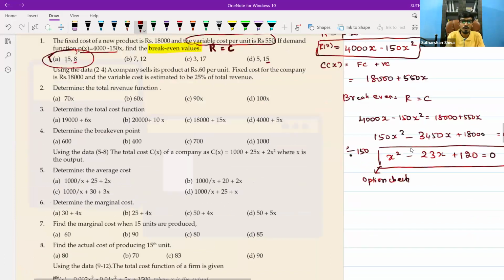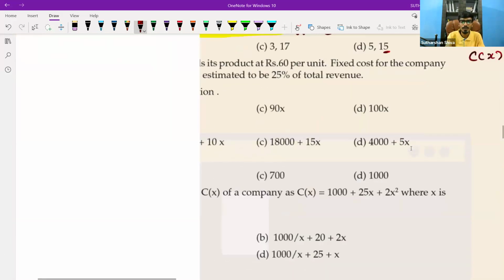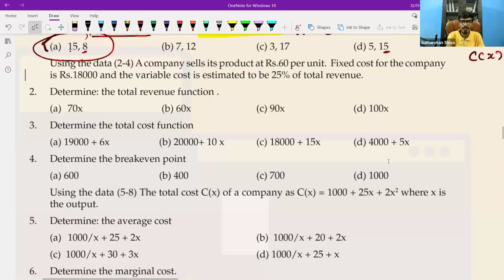Then we'll go with question number 2. Sharmita, read question number 2.